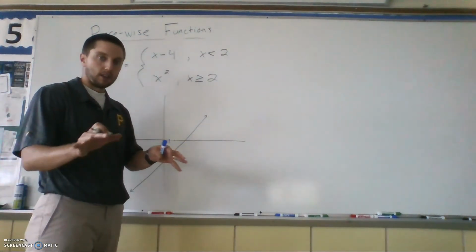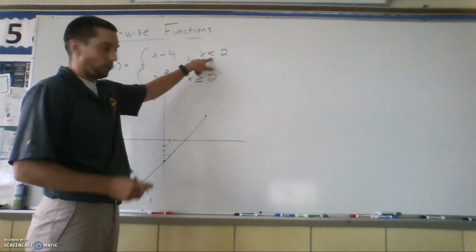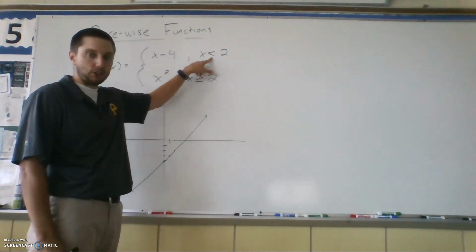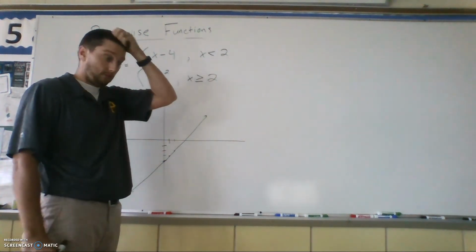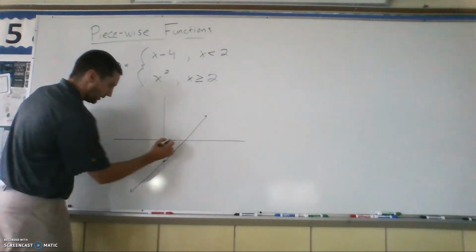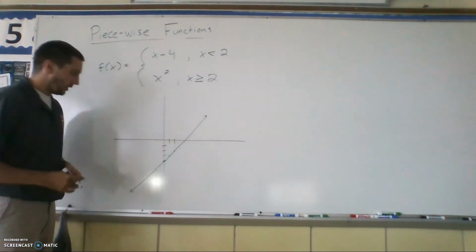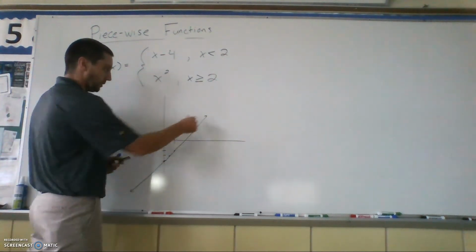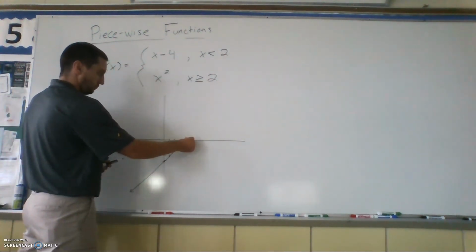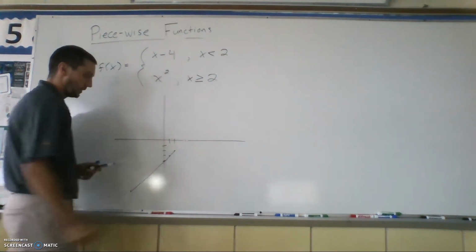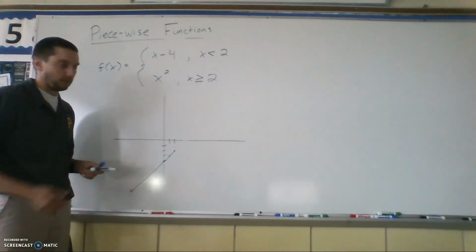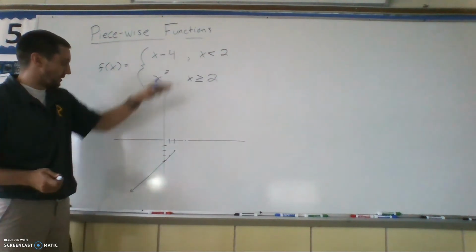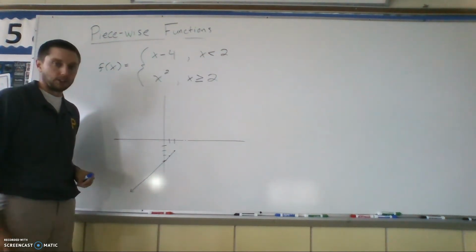But I only want this graph when x is less than 2. Alright, well look, x equals 2 is right here. I only want it when x is less than 2. So I'm just going to come in here with my eraser, and I'm just going to take everything I don't want, because I only want this graph when x is less than 2, so there I go. I took off the rest.